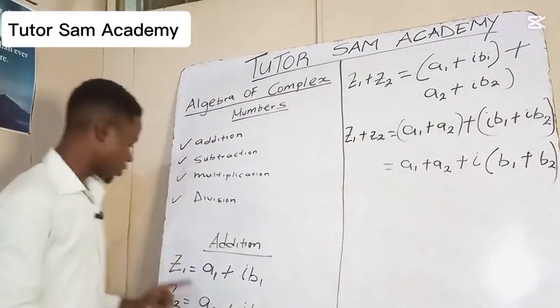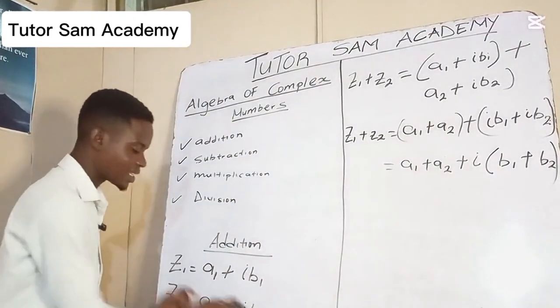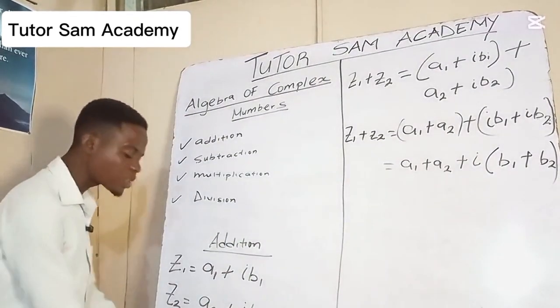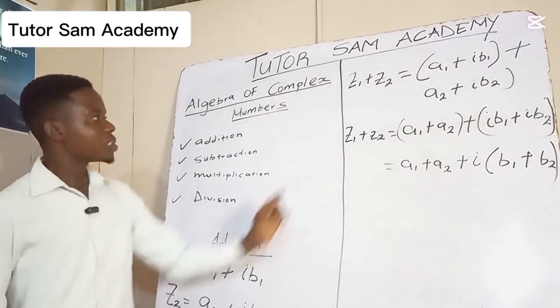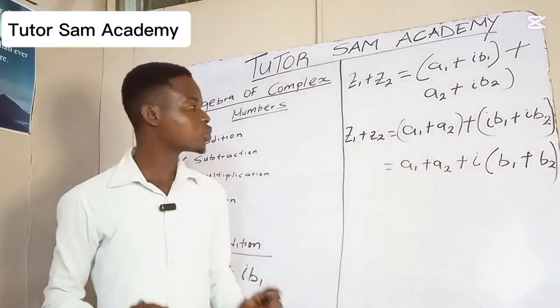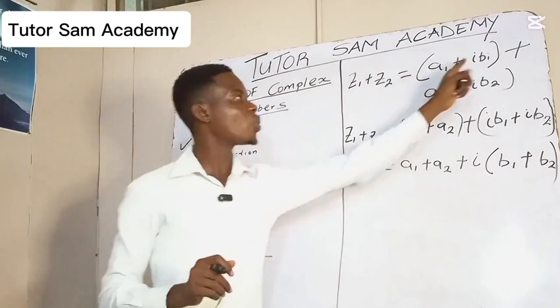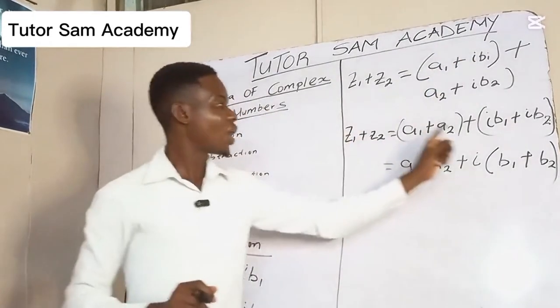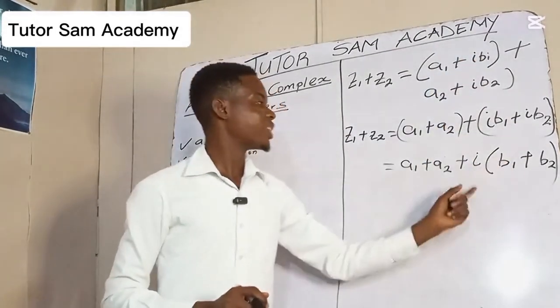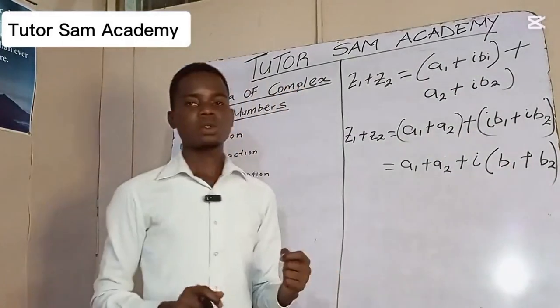So I come again. Z1 is given as this, Z2 is given as this. We are asked to add Z1 and Z2. Z1 is this, Z2 is this. When you are adding, all you have to do is to add the real parts together. The real part is the part that doesn't contain this I. You add the imaginary parts together. Then you factorize your I out. Then you write this out. I believe you understand that.